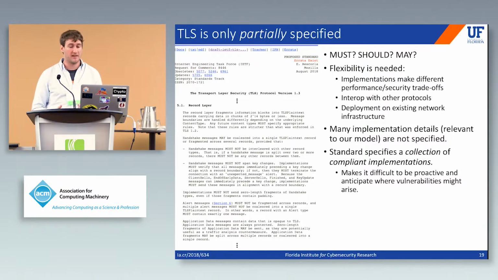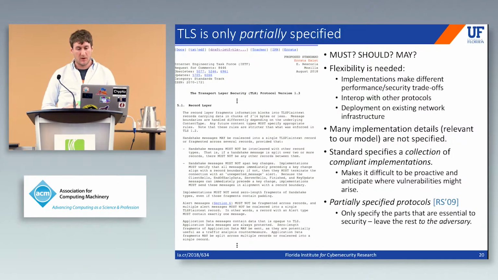And as I've said, this is important for practice, but it also makes being proactive about provable security difficult, as it's hard to anticipate where vulnerabilities might arise in implementations. So we address this challenge by applying the partially specified protocol framework introduced by Rogaway and Stegers in their paper from 2009. And their idea is simple: to formalize what a standard actually provides, a partial specification of a protocol. So in this model, we'll specify only the aspects of the protocol that are essential to security, and we'll leave everything else unspecified. And what we want to be able to formalize is the idea that no matter how the unspecified part is implemented, security still holds.